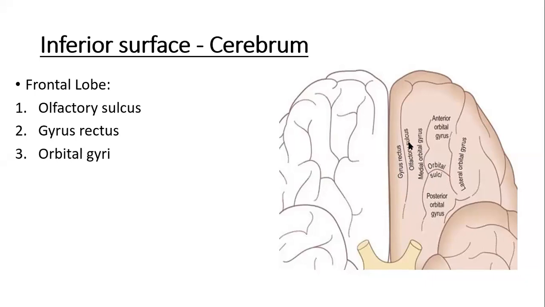Lateral to this gyrus, we have a sulcus, which lodges the olfactory bulb and tract, and in association to its content, it is labeled as olfactory sulcus. Further lateral to olfactory sulcus is the orbital surface of the frontal lobe, comprising of orbital gyri. So there are more than one orbital gyri, and we include the medial, anterior, posterior, and lateral orbital gyri.